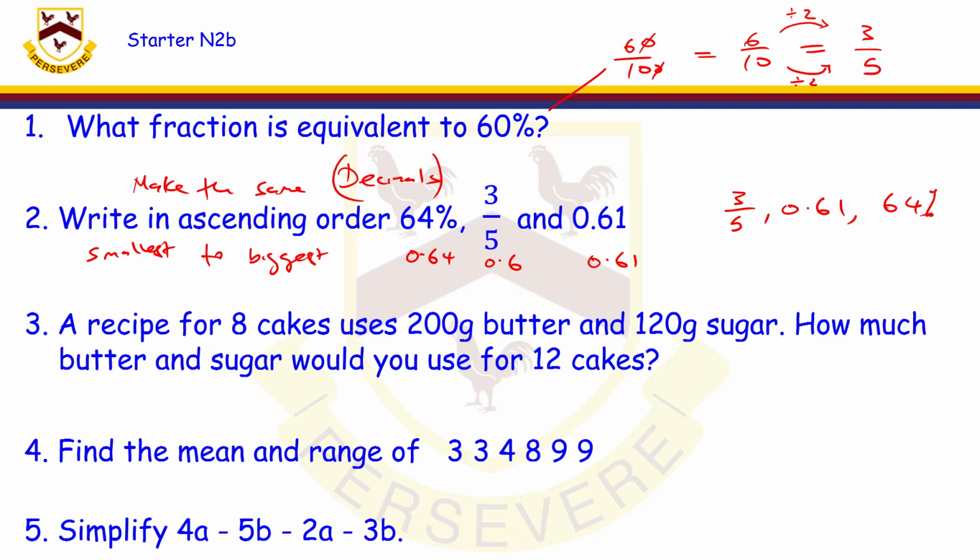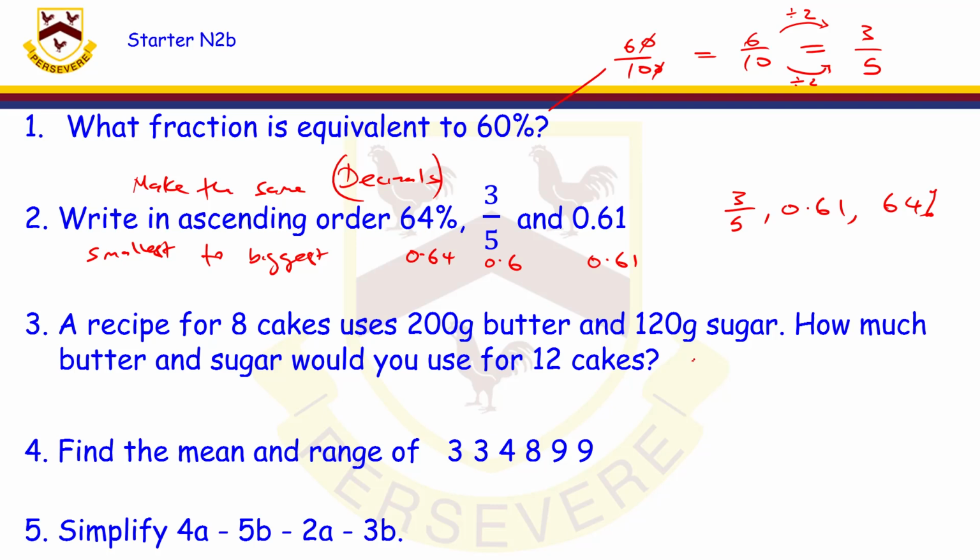A recipe for 8 cakes uses 200 grams of butter, 120 grams of sugar. How much butter and sugar would you use for 12 cakes? Well, 8 goes into 12 1.5 times. So you can simply multiply 200 by 1.5 and 120 by 1.5, which is fine. That works. Should give you 300 and 180.